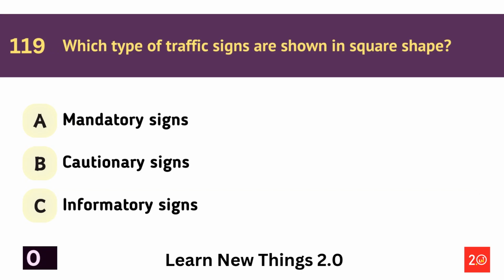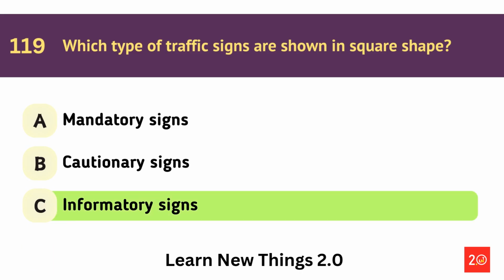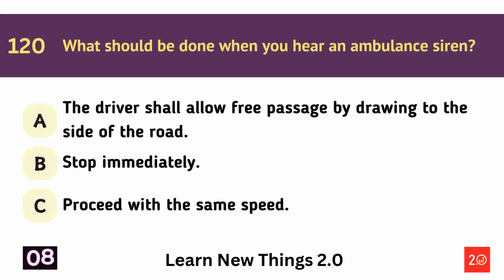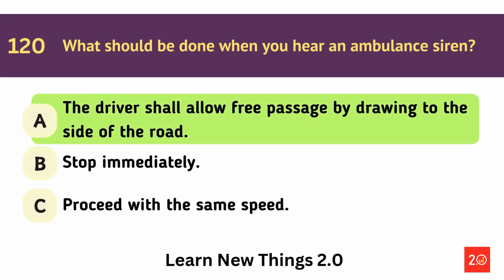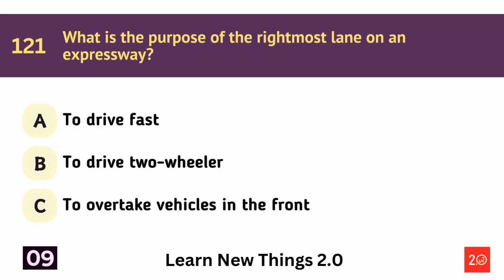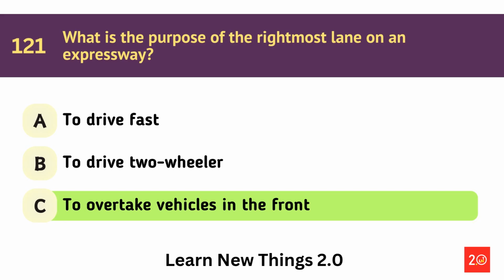Which type of traffic signs are shown in square shape? Informatory signs. What should be done when you hear an ambulance siren? The driver shall allow free passage by drawing to the side of the road. What is the purpose of the rightmost lane on an expressway? To overtake vehicles in the front.